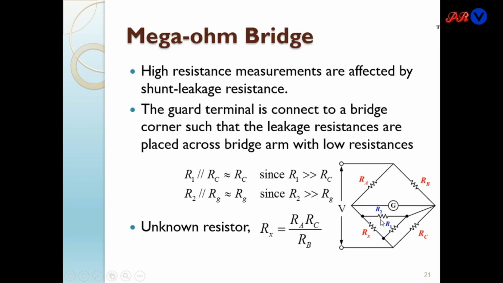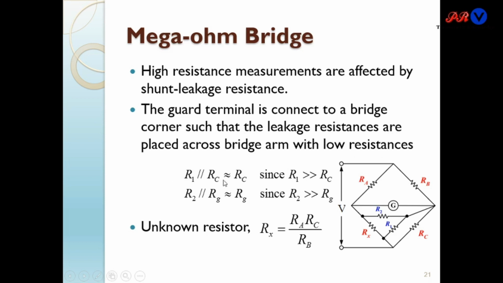So what we will do, we will guard it. At this terminal we will guard this leakage current through resistances R2 and R1, so that this leakage current goes to ground. This terminal is the guard terminal, also known as the ground terminal. We will minimize this leakage current by connecting it to the guard terminal. The guard terminal is connected to a bridge corner such that the leakage resistances are placed across bridge arms with low resistances.